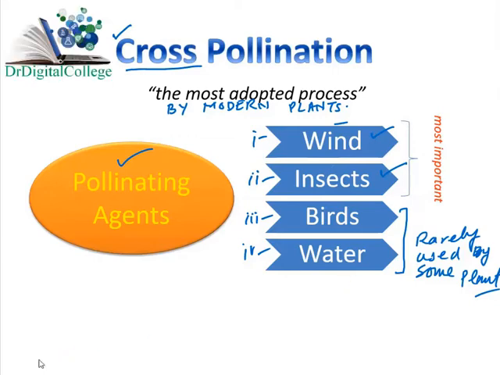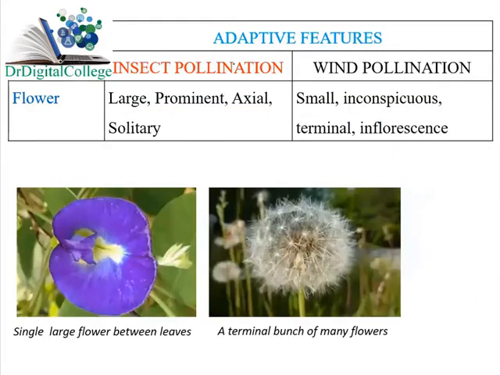Okay, sir. Yes. Then if we go towards the adaptive features of the plants for insect pollination and for wind pollination, then we can compare how different flowers or plants are adapted for wind pollination and for insect pollination. So first of all, the overall flower. What is the nature of the flower? In case of insect pollination, the flowers are large in size, they are prominent, they are axial, and they are solitary.